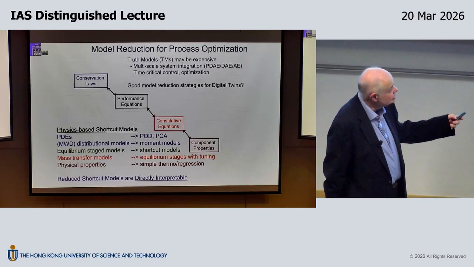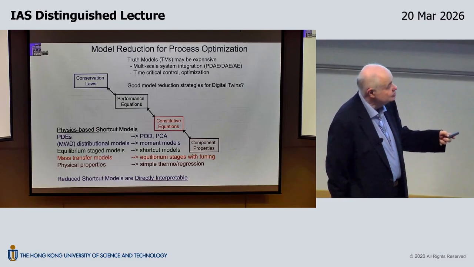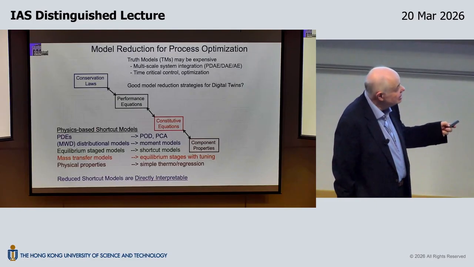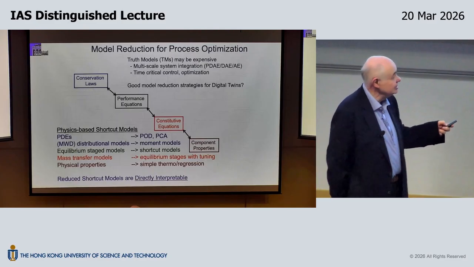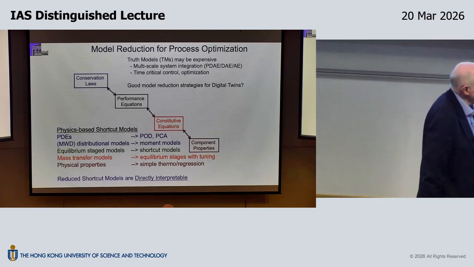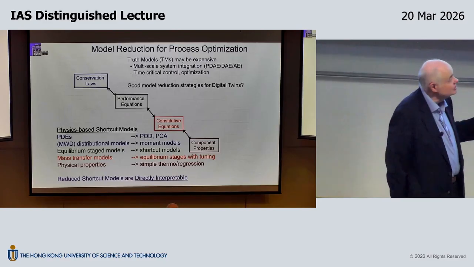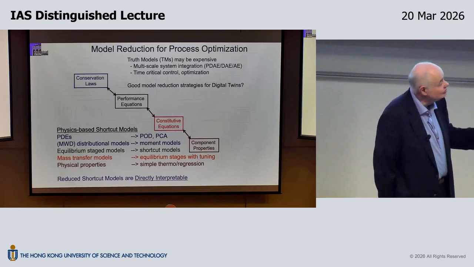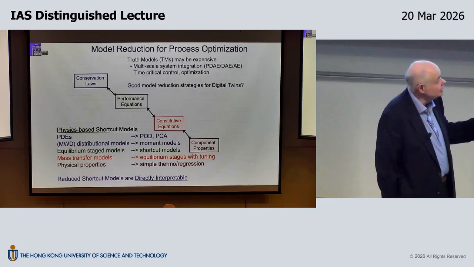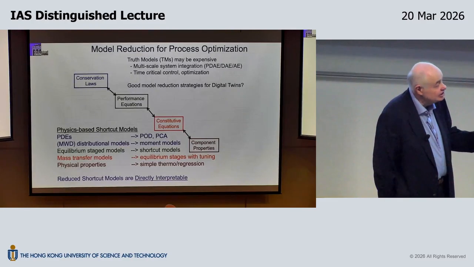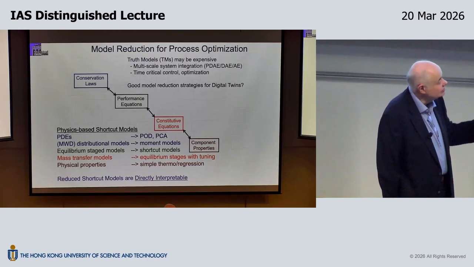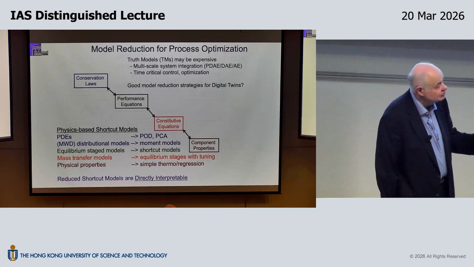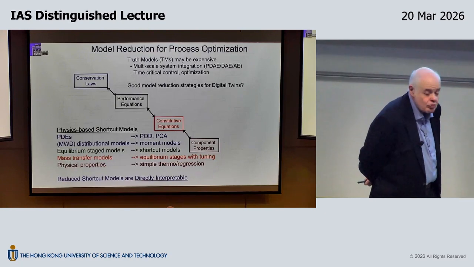So you take the partial differential equations, you can use PCA or POD to make these smaller PDEs. You can take models with molecular weight distributions or particle size distributions, use moment models. You can take equilibrium stage models or even mass transfer models, make them into equilibrium stages, then turn them into shortcut methods. And similarly with physical properties, you can make some simple regression problems, okay?